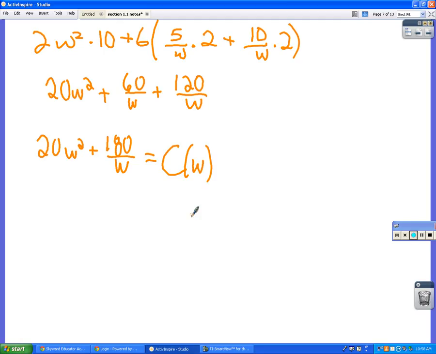How's that look? Pretty good? Because they have a common denominator already. Should I add these together? You want to be fancy and make one single fraction? No, Patricia says, no, we're good. You could if you wanted to, and you would get 20W cubed plus 180 over W. It's a good skill to have.